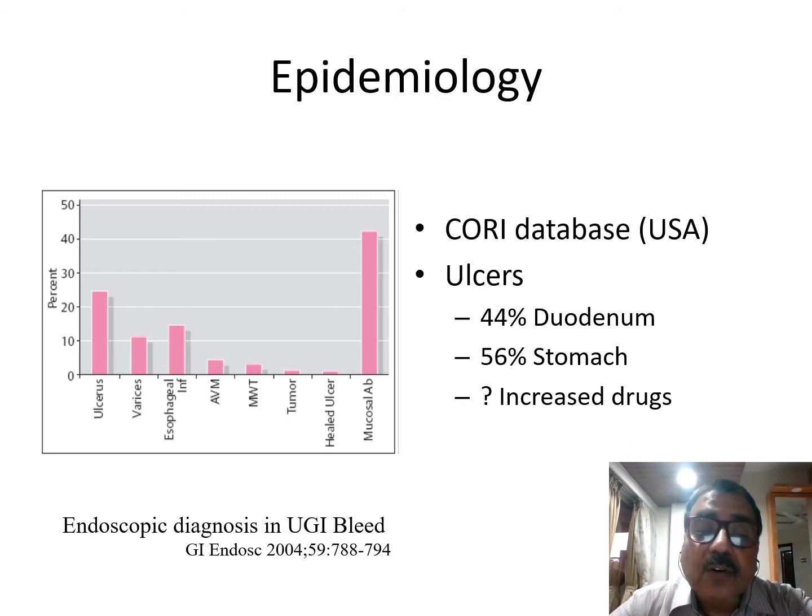There are increased causes due to the use of drugs, and the drugs that are most common are steroids. Long-term use of steroids is associated with an increased risk of upper GI hemorrhage, and simultaneously other drugs such as acetylsalicylic acid, that is aspirin, and other drugs like prasugrel can also cause it. So these are the things which have increased the risk of bleeding.